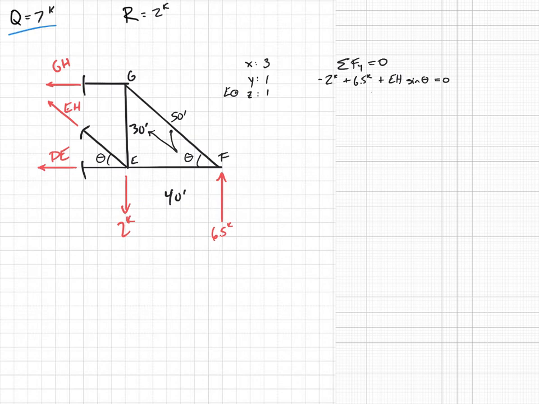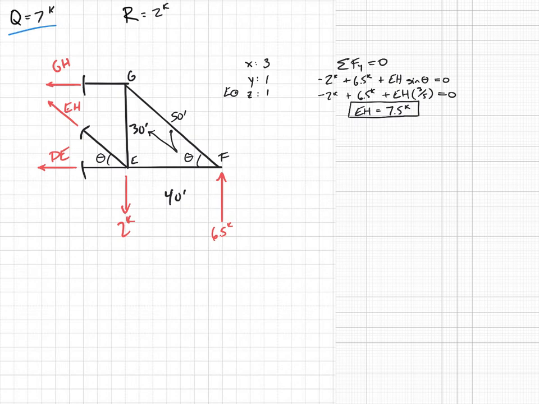So negative 2 kips plus 6.5 kips plus EH times 3/5, instead of the sine of theta, equals 0. We'll solve this, and I get EH equals 7.5 kips, which is a nice clean number, cleaner than I was expecting it to be. We're very happy with that.